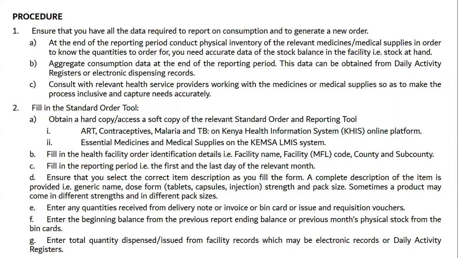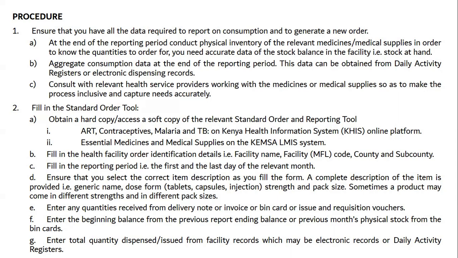So you fill in the facility order identification as listed, and the reporting period: the first day of the month to the last day of the relevant month. So if it is last month, you write the first to the last day of last month. If it's program commodities, we order for the previous month, for consumption already done. So you just write the dates that are there. Let's say you are now reporting for August, you'll put the first and last date of August.